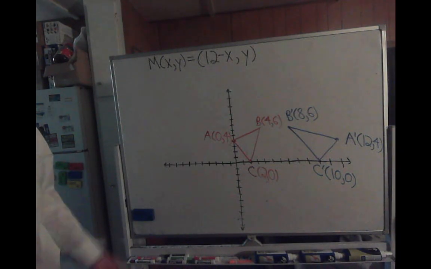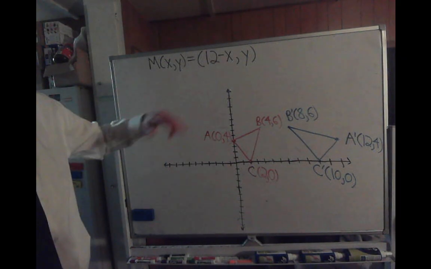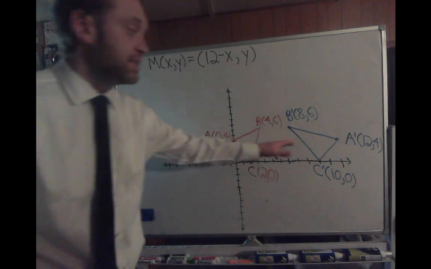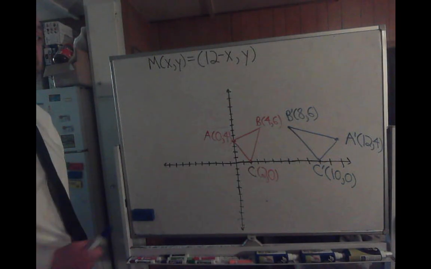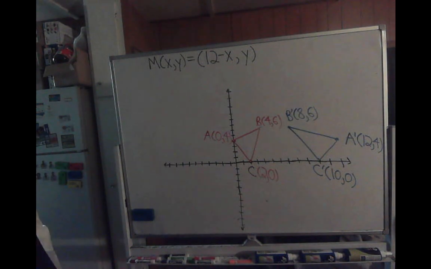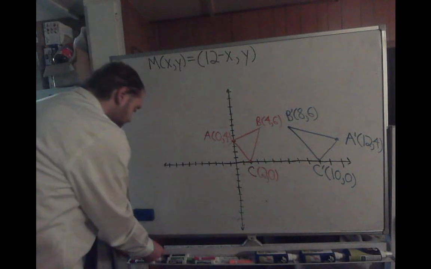Now, not only was this shifted, it was actually reflected. Since you have a negative on the x, you've reflected this in the y-axis. So it's been shifted and reflected in the y-axis, which we're going to talk in more detail about reflections in the next lesson. So this is an isometry.